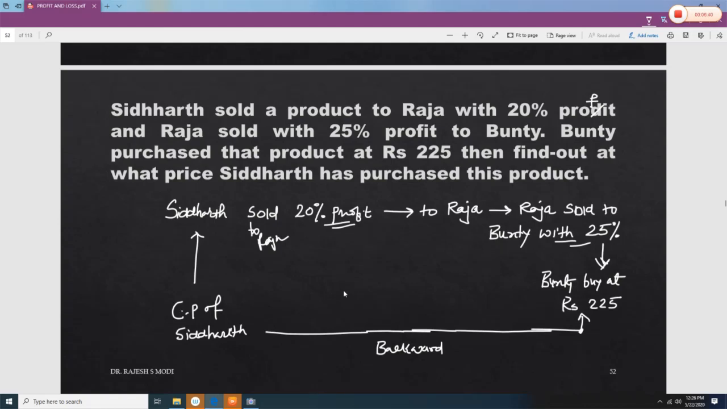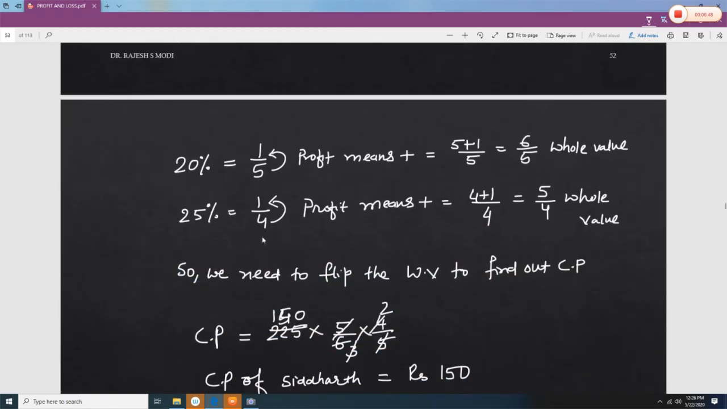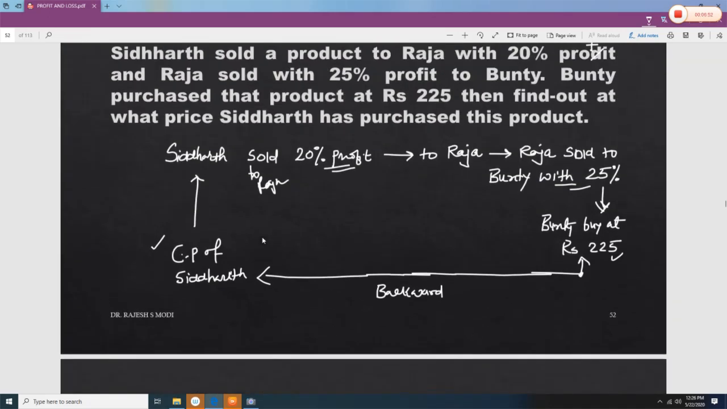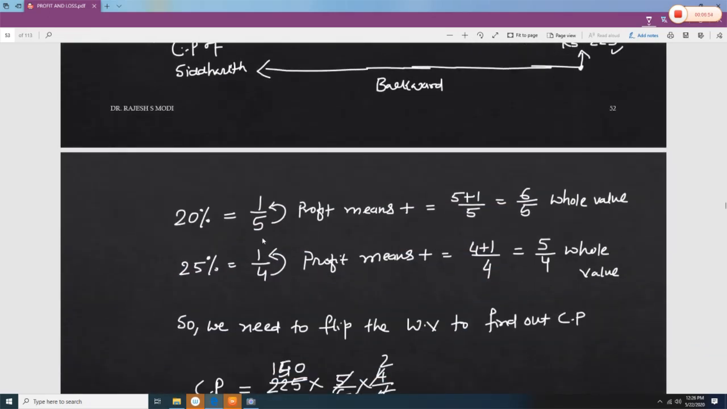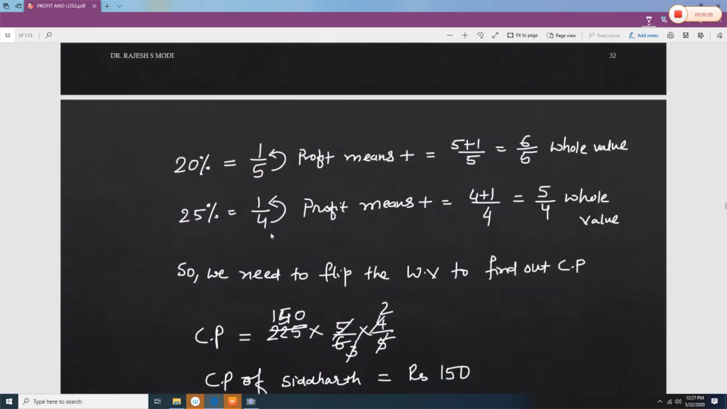So the direction is a backward direction. It is going from here, and you have to find out the CP of Siddharth. So what you need to do, you have to find out the whole value. First, Siddharth sold the product at 20% profit to Raja. So 20% means 1 over 5. Profit means you have to add. So 5 plus 1 divided by 5. So the whole value will be 6 over 5.